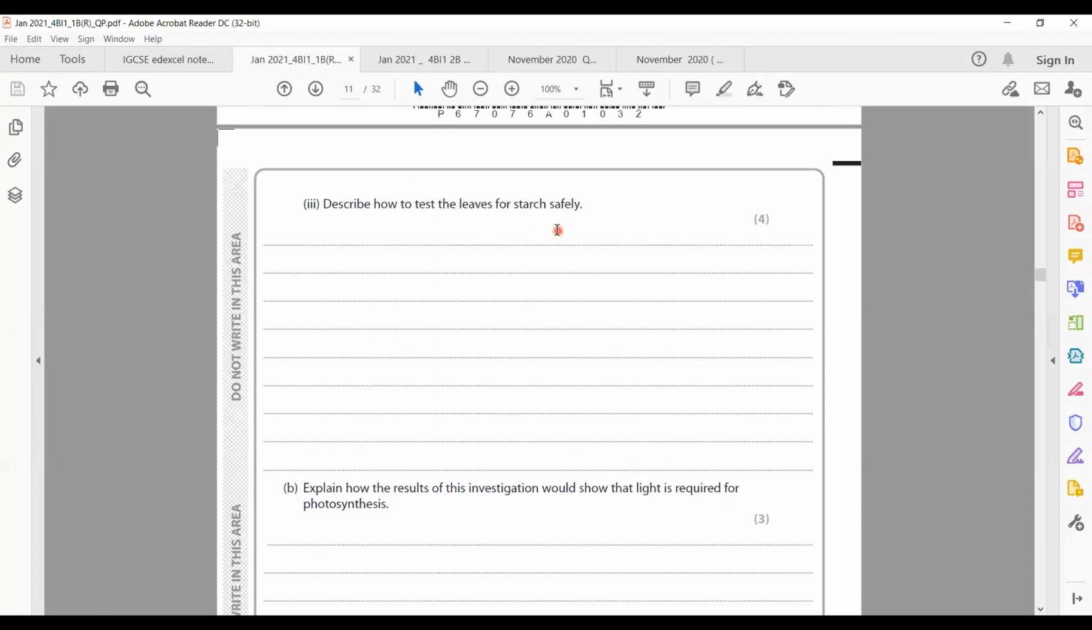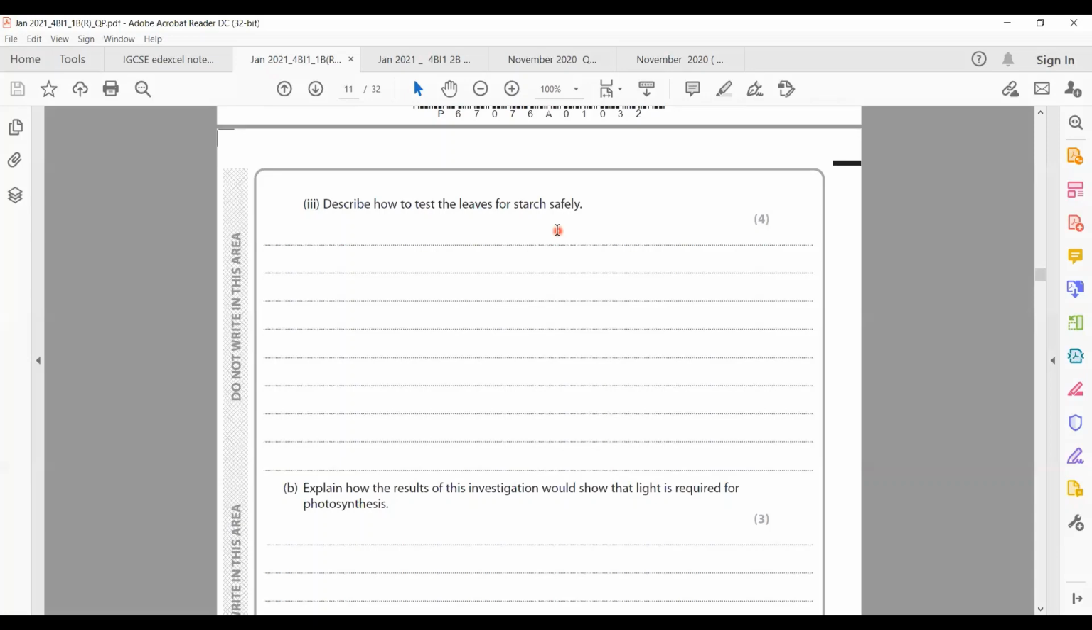Miss, can I say any safety precautions, like wearing gloves? Yes, and even better than gloves, goggles, because you are using chemicals that might splash in your eyes. You are using boiling water. You can use tongs to hold the test tube in which the leaf is put.